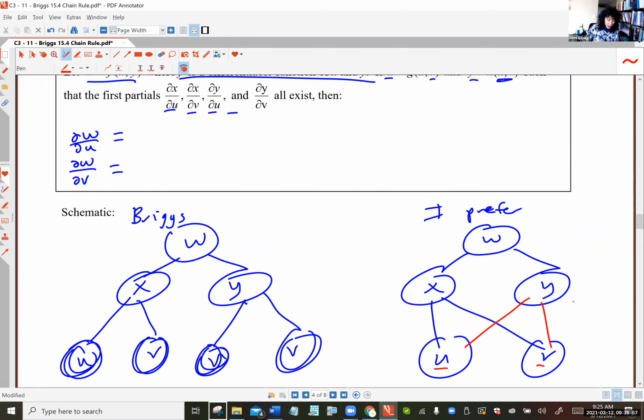Okay, so now what do we have to do? Well, to get dW/du, so the derivative of W with respect to U down here, here's what you're going to do. You have to go down all the right branches. You're going to go the partial of W with respect to X multiplied by the partial of X with respect to U.